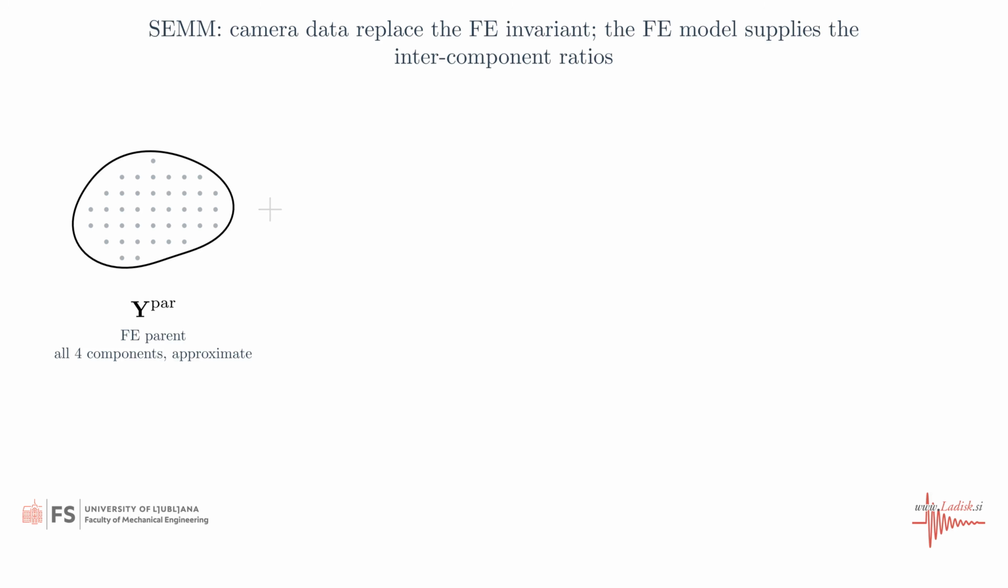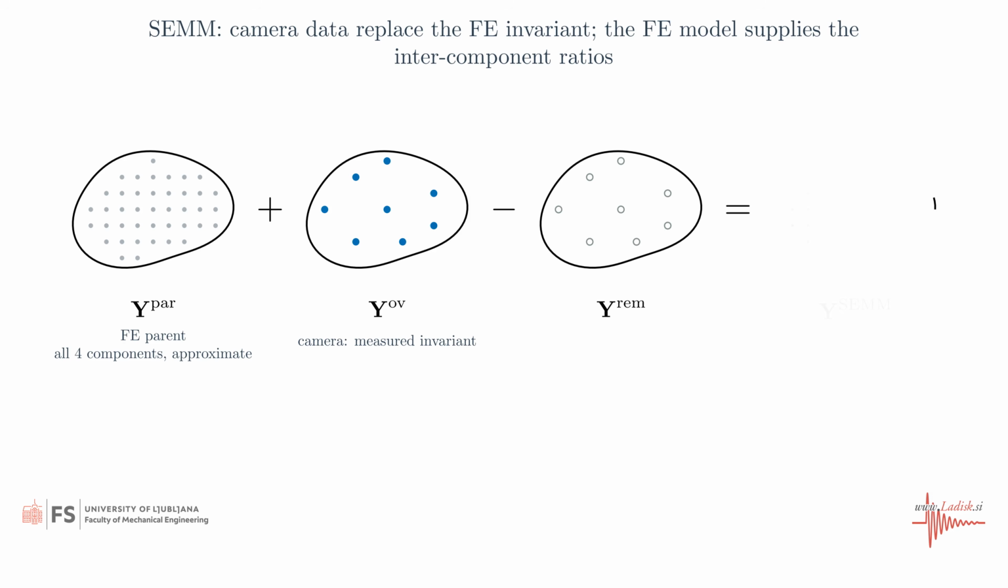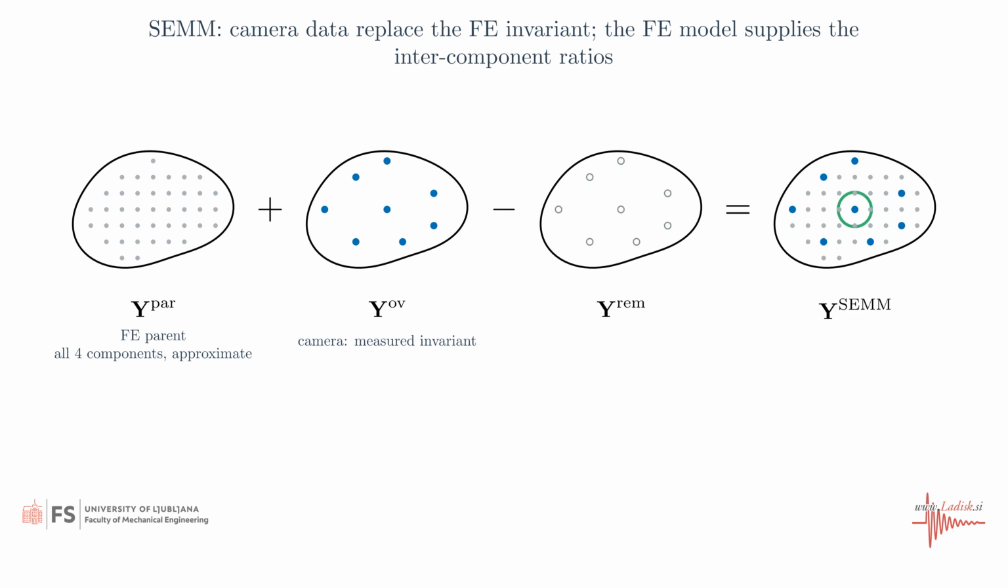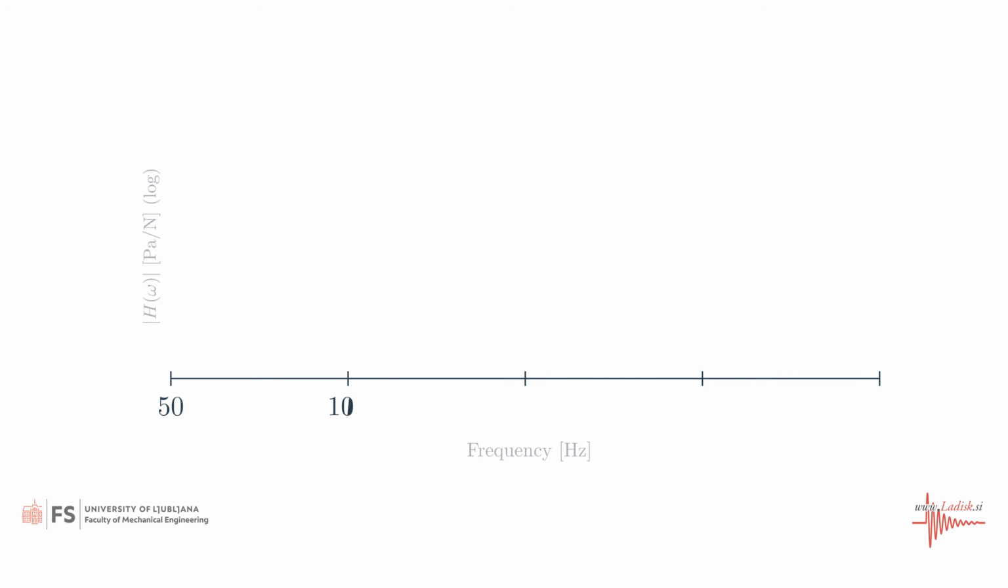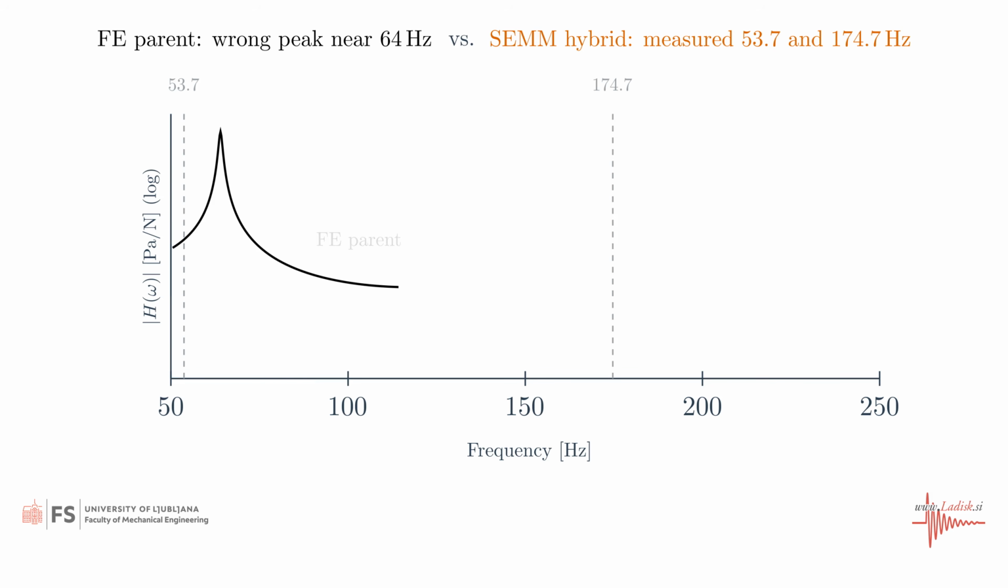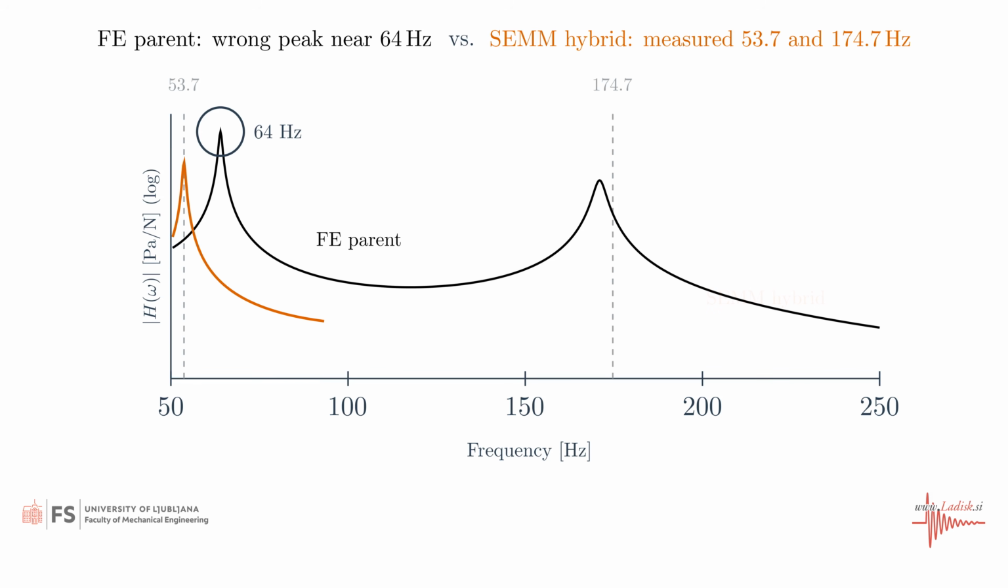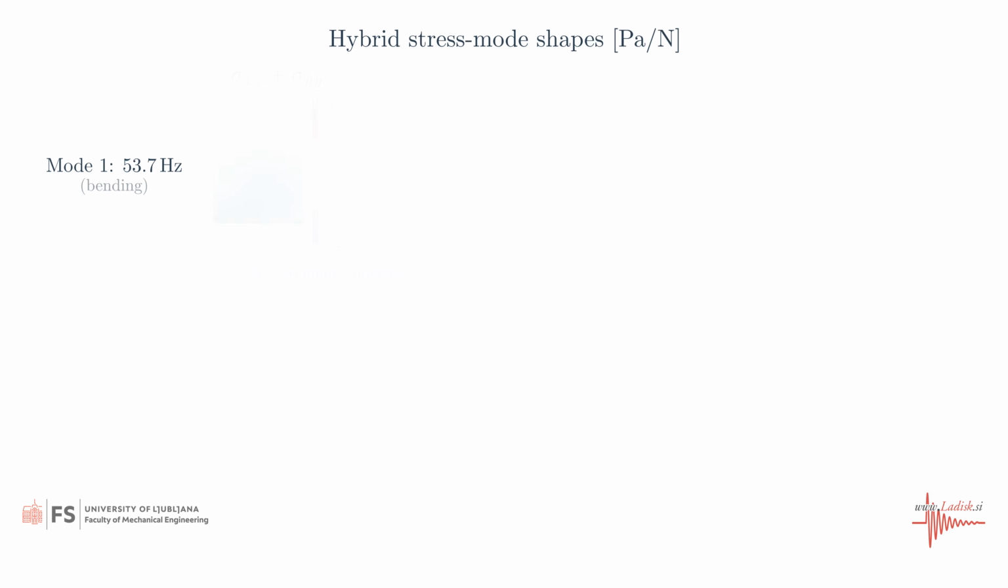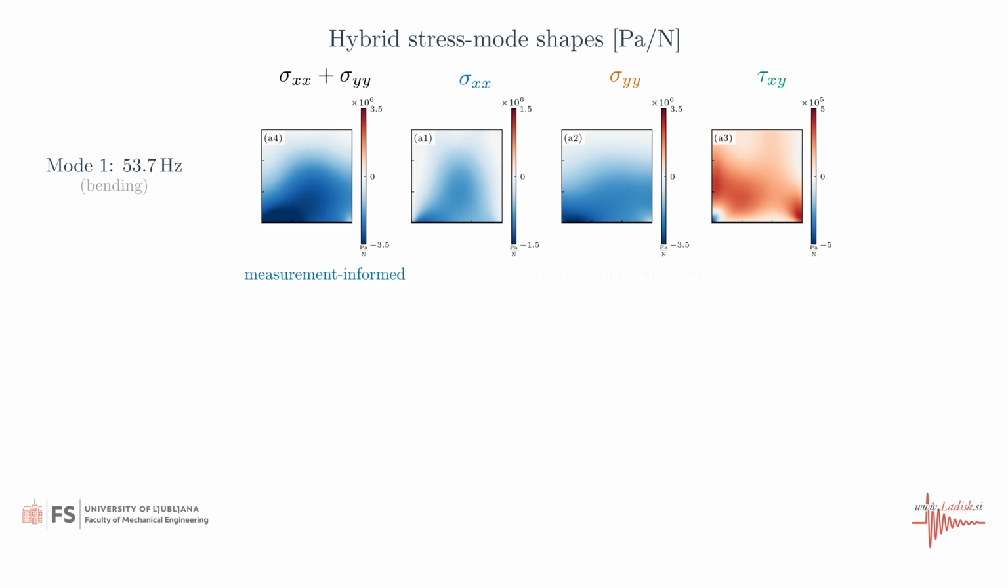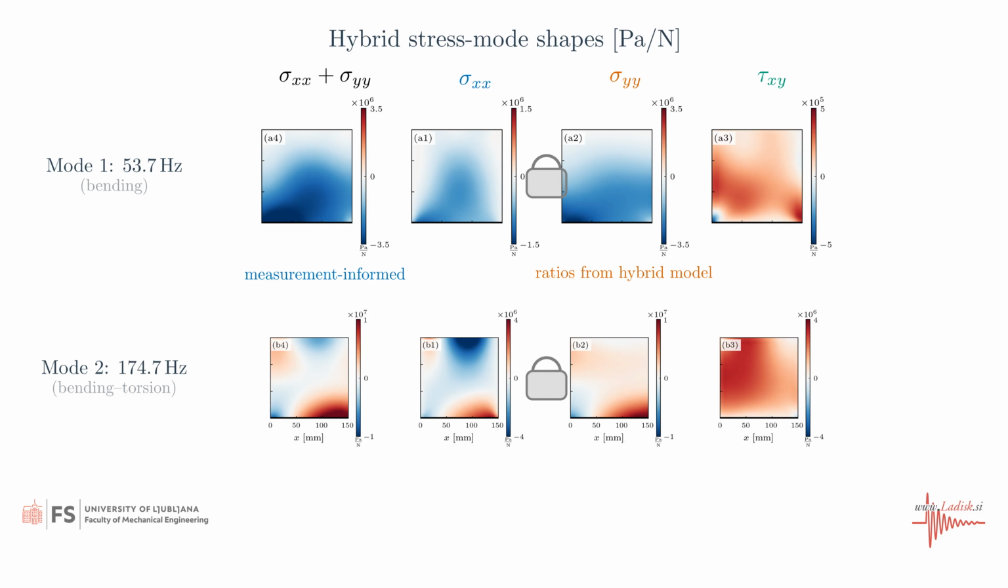System-equivalent modal mixing replaces the model's invariant with the camera's, and the model's physics carries that correction into every component. The hybrid inherits the measured resonances at 53.7 and 174.7 Hz. Modal identification then delivers stress mode shapes carrying all 4 stress fields, with the ratios locked in.